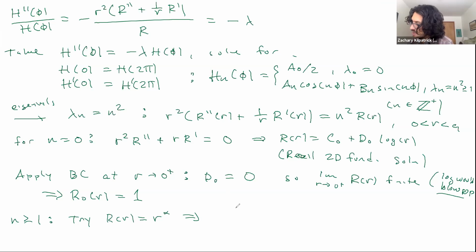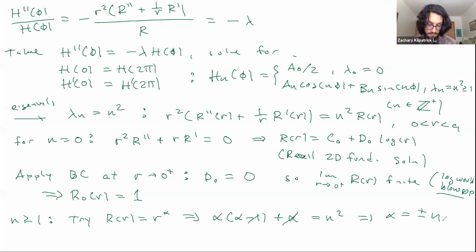If I plug this ansatz in up here, I'm going to get an alpha coming down for the r prime term and an alpha minus 1 coming down for the r prime prime term. So I get alpha times alpha minus 1 plus alpha is equal to n squared. I can simplify this considerably because this alpha cancels here with this alpha. I just get alpha squared equals n squared.